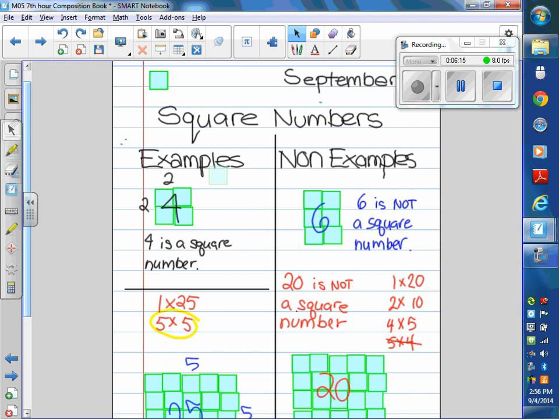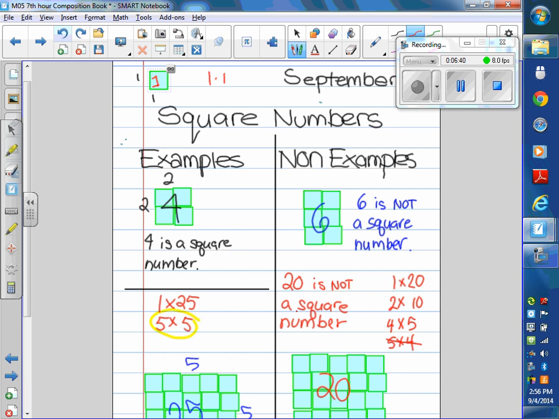Because a 1, right here, this is an example right up here, this is a 1 by 1. He said the dimensions are the same. The dimensions are the length of the side. So whenever these match, you have a matching factor pair. So 1 is also a square number.